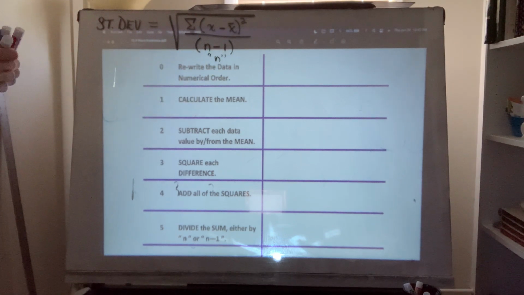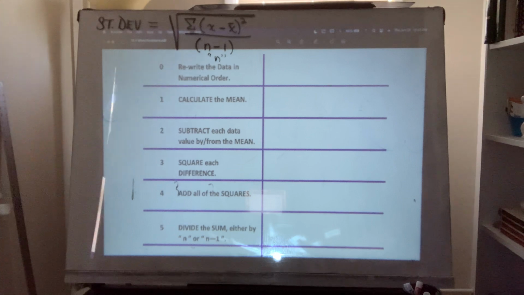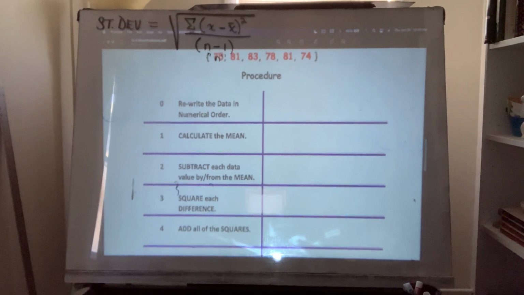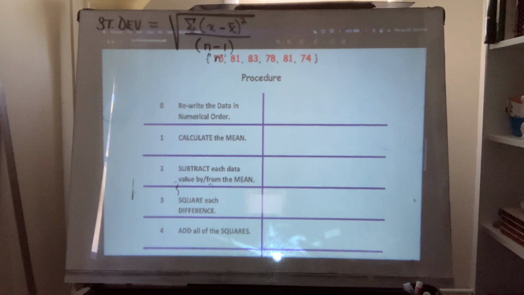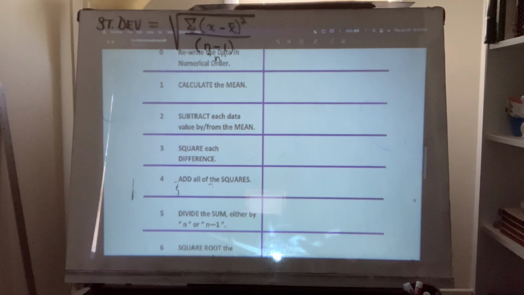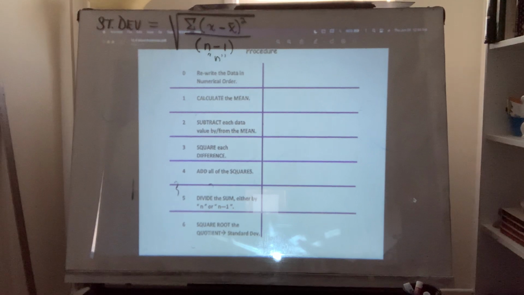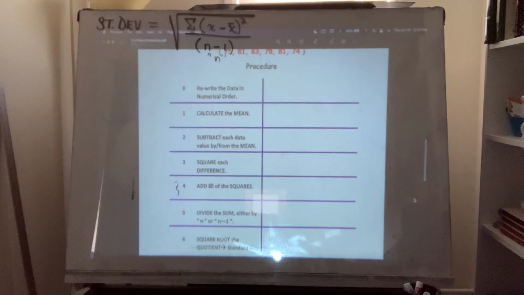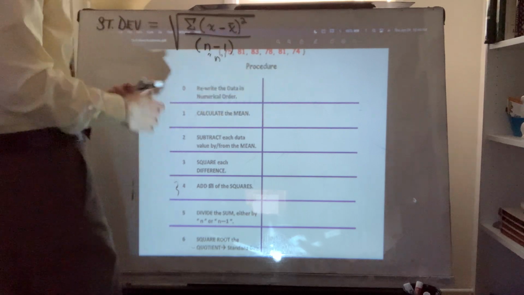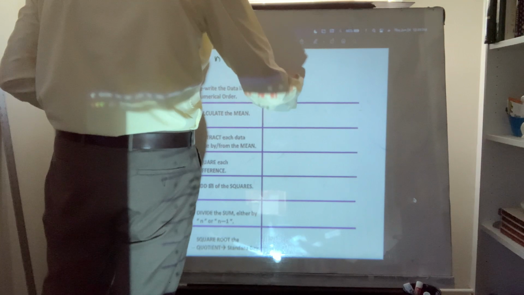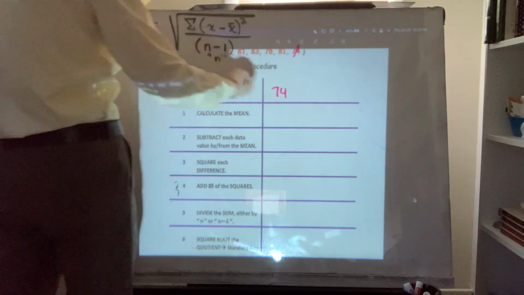Here's how you would do that. You would take the data values that are here, 75, 81, 83, 78, 81, and 74, and start by putting them in numerical order, which is always a good habit anyhow. Because I don't want to obscure anything, maybe I'll back this off just a little bit. There you go. I'm going to rewrite these in numerical order. So the low number would be 74. The next would be 75.